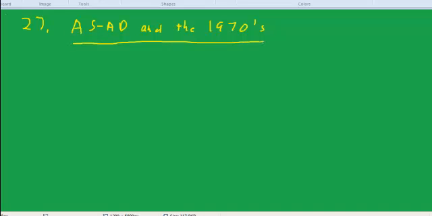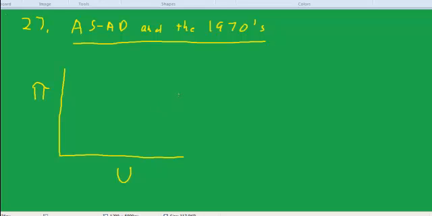I want to continue my little history lesson, bringing us up to the 1970s, and we're going to use the aggregate supply, aggregate demand framework, but we're going to focus on the Phillips curve version. So we'll put the rate of change of prices, or the inflation rate, on the vertical axis, and we'll put the unemployment rate on the horizontal axis.